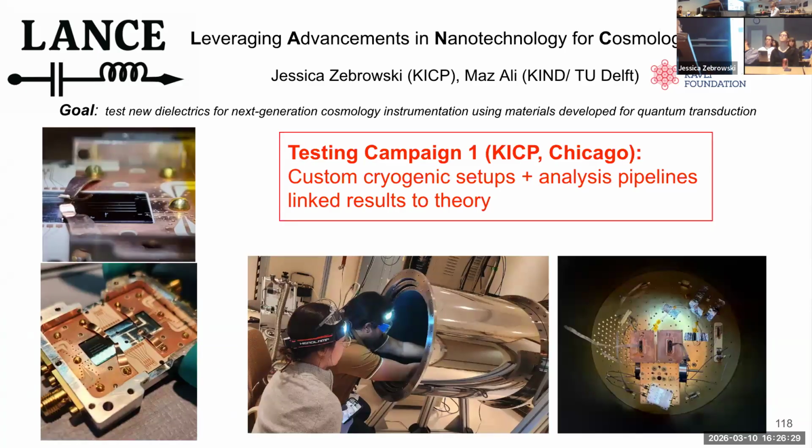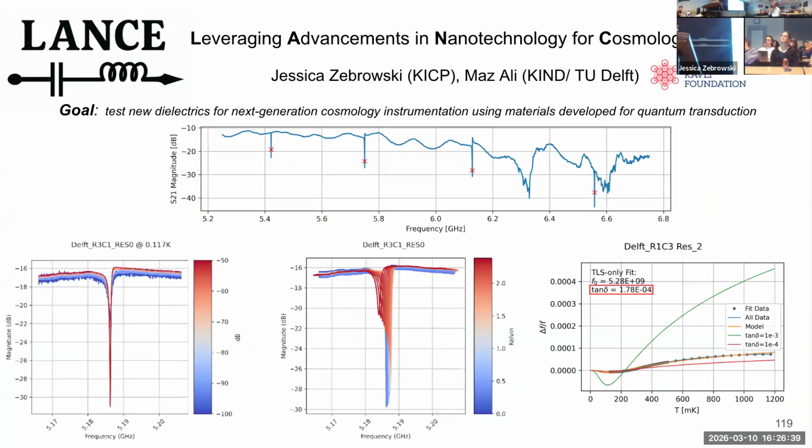And then at the KICP at Chicago, we have these custom cryogenic setups and analysis pipelines to actually go through and test all these different dielectric materials. These are the measurements we make. We basically take the resonators, which you can see at the top, 4 of them, and we sweep them for temperature and see how their responsivity changes as a function of temperature. And from that, we can get our loss measurement.